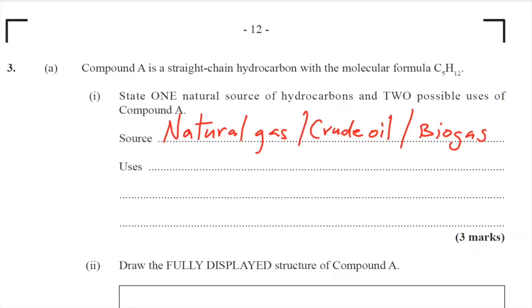And this compound with the molecular formula C5H12, I think it's something we've seen already. That is pentane. That is coming from the alkane series. Now, pentane can be used as a fuel. It can also be used as an organic solvent, where it can be used to dissolve non-polar substances. So that would give us 3 marks.